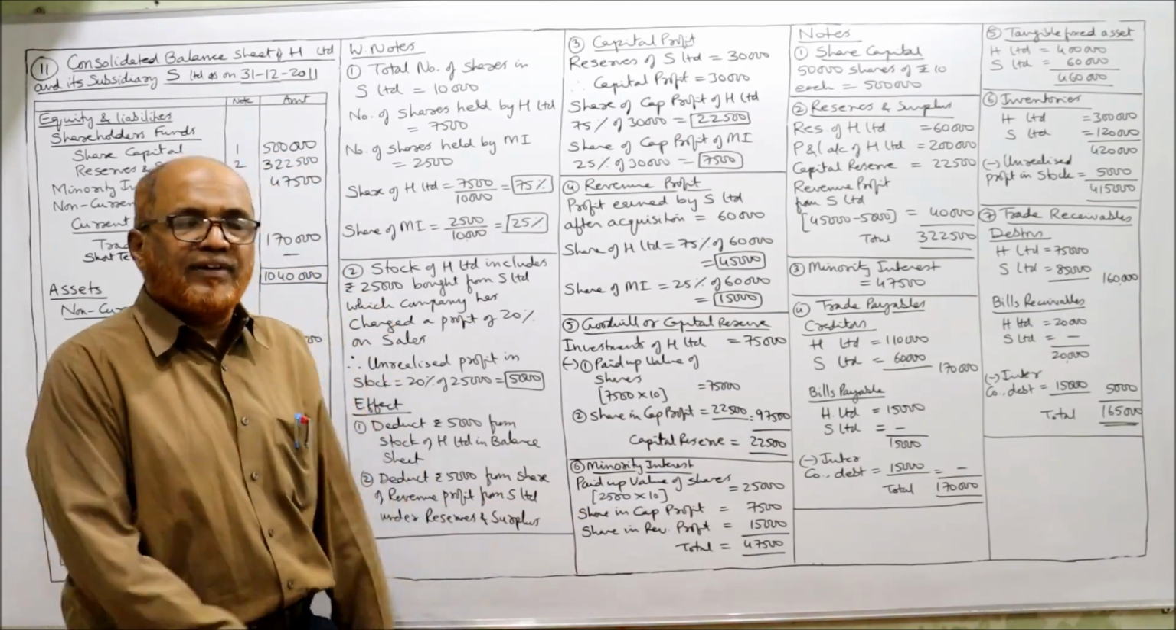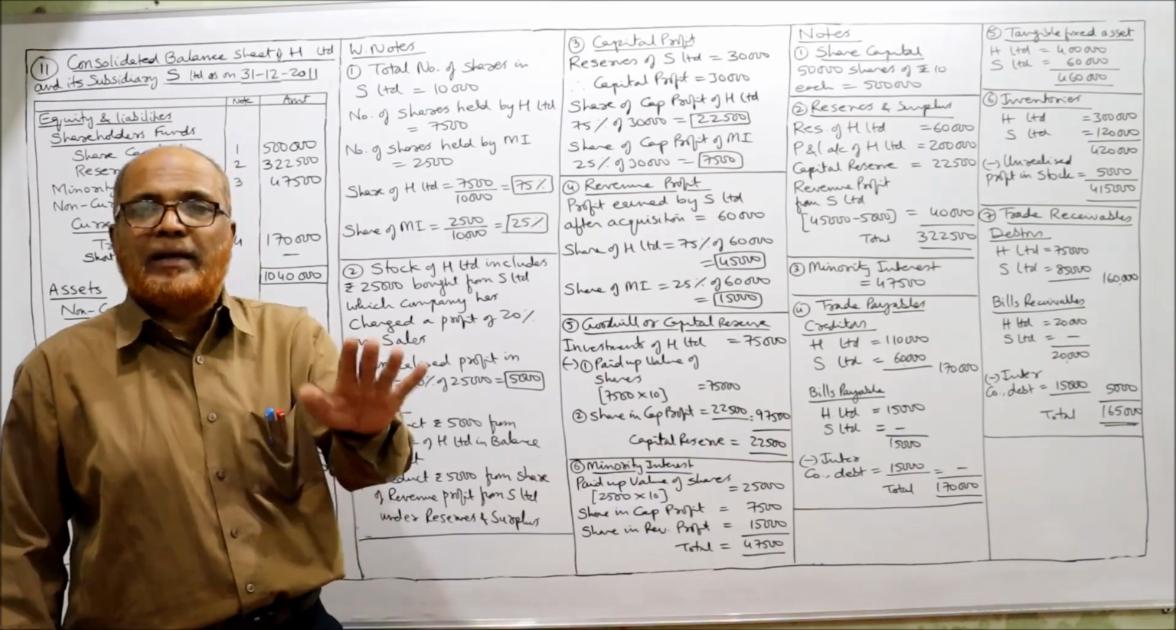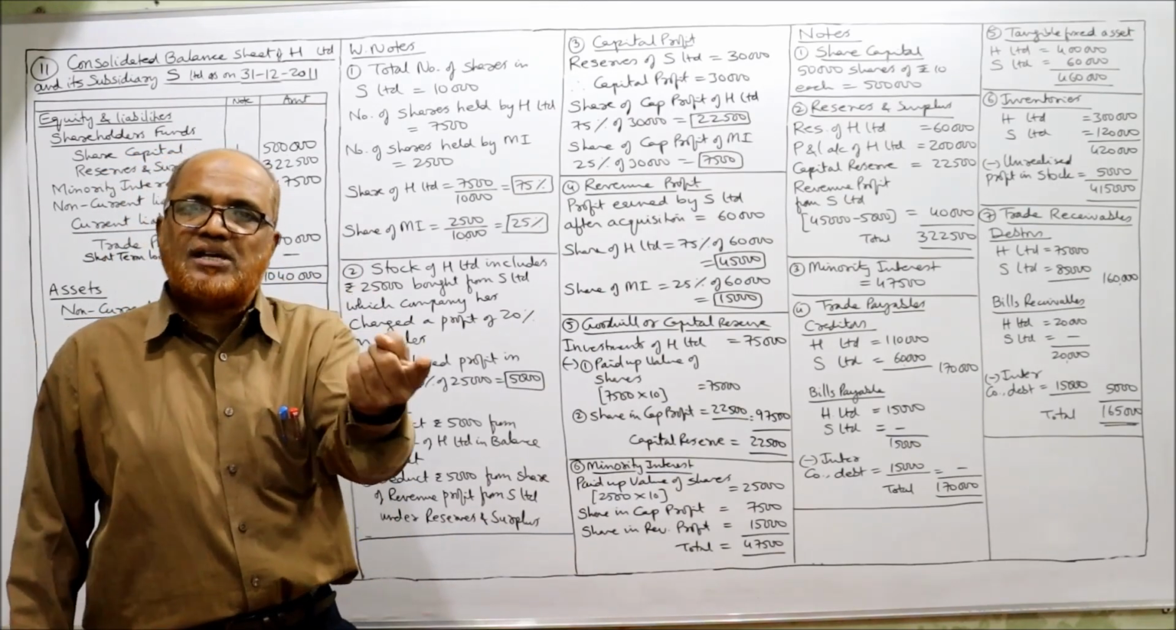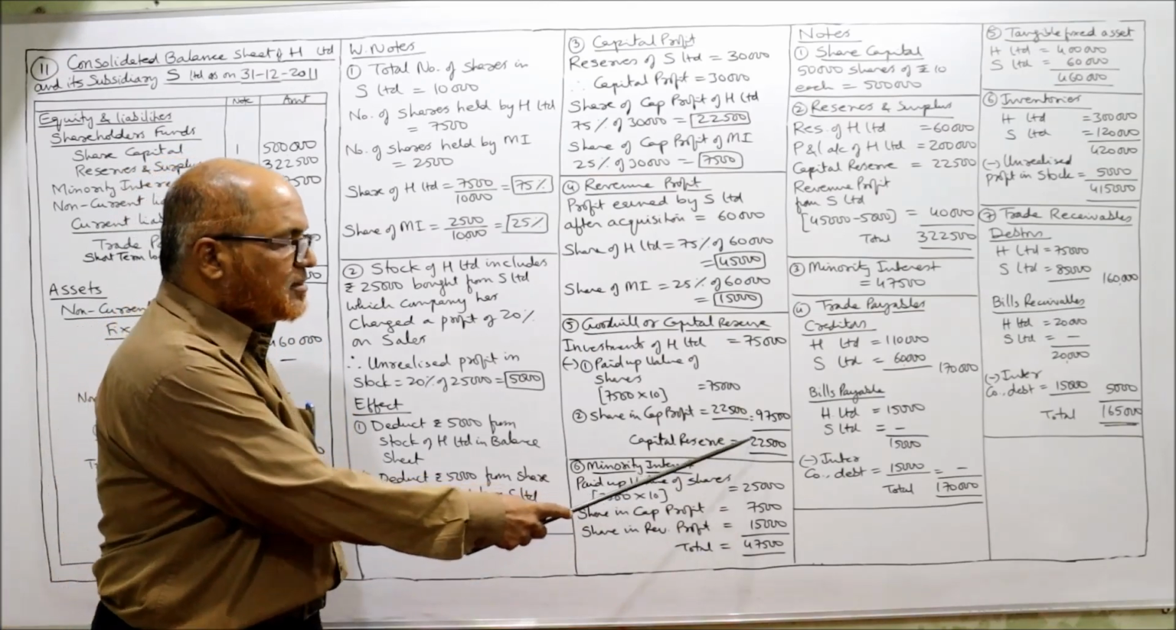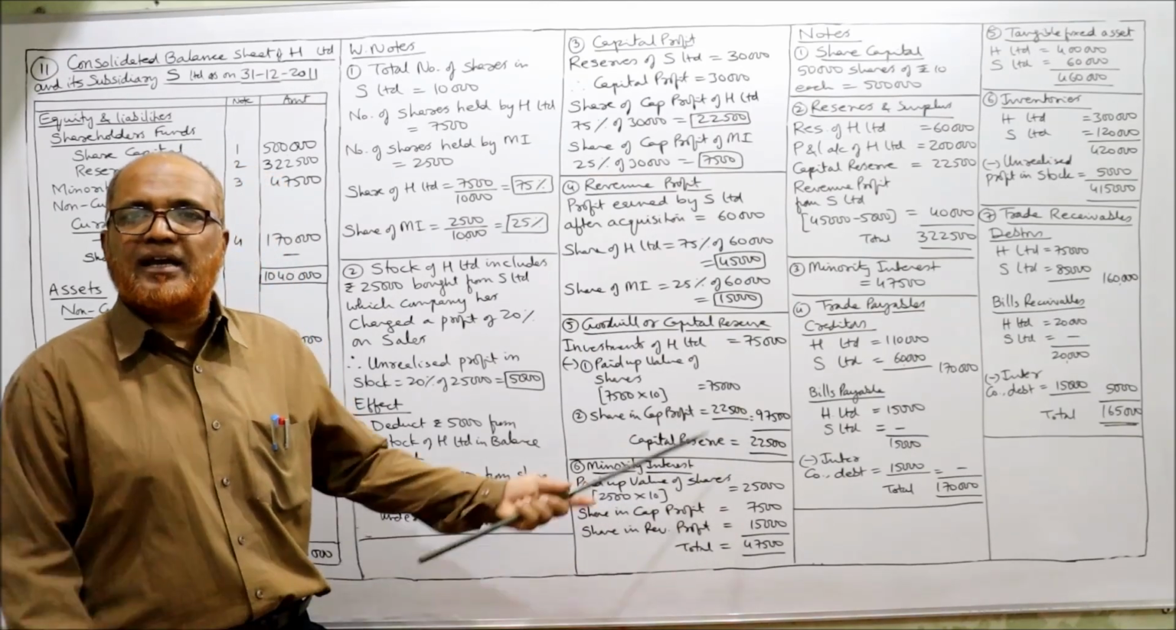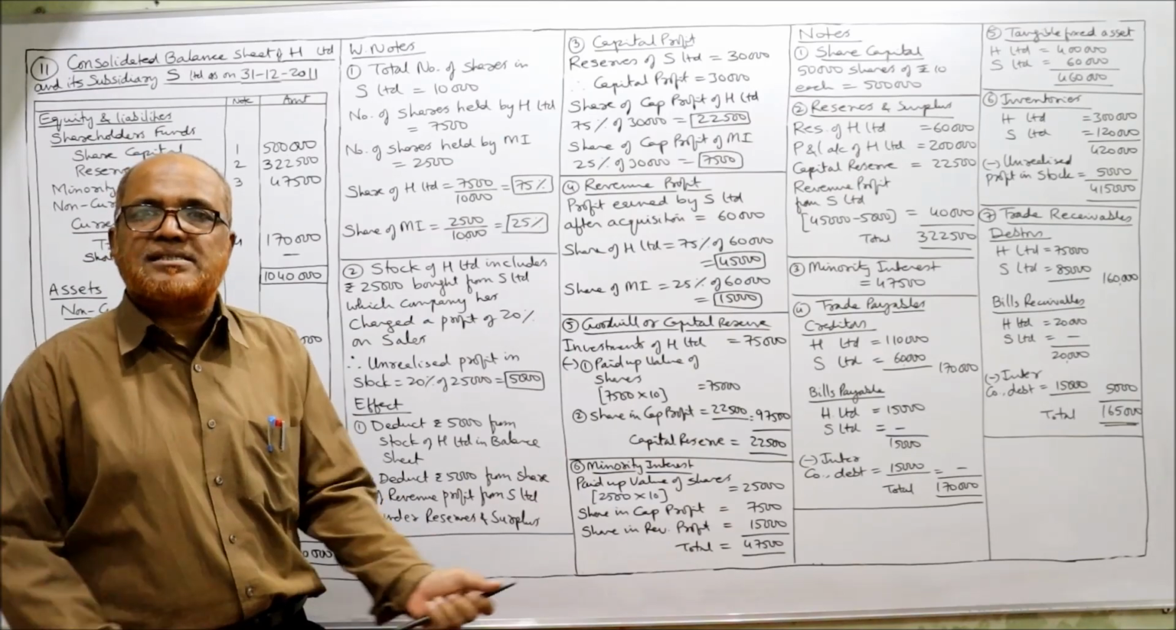When you get a negative figure, it's a capital reserve, not goodwill. If you get a positive figure, it's goodwill. Negative, capital reserve. So we get a capital reserve of 22,500 and this will be taken under reserves and surplus.